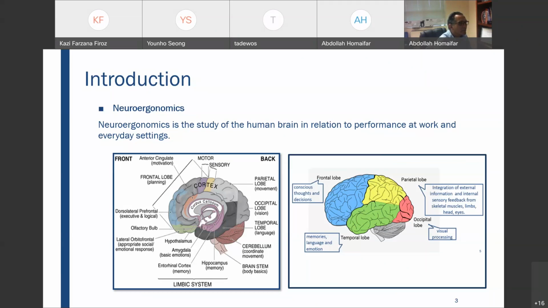Like here in the picture, you can see the frontal lobe is associated with conscious decisions. Parietal lobe is associated with information processing and motor movement like skeletal muscles, limbs, head, and eye movement. Occipital lobe is associated with visual processing, and temporal lobe is associated with memories, language, and emotion.